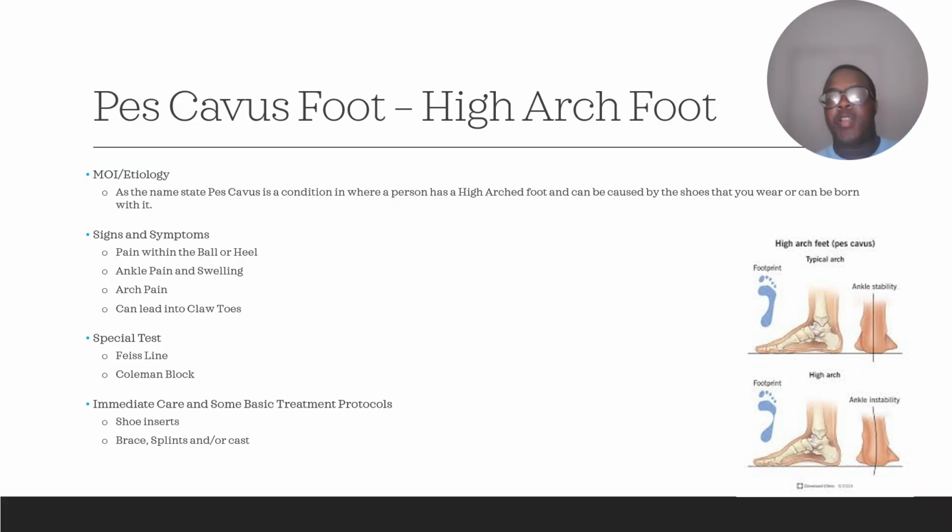Special tests can be a Coleman block test or the Pullman block, and some immediate care treatments could be having more shoe inserts to evenly distribute your foot and make the arch of the foot go down, or wearing a brace, splint, or a cast also to lower the arch.